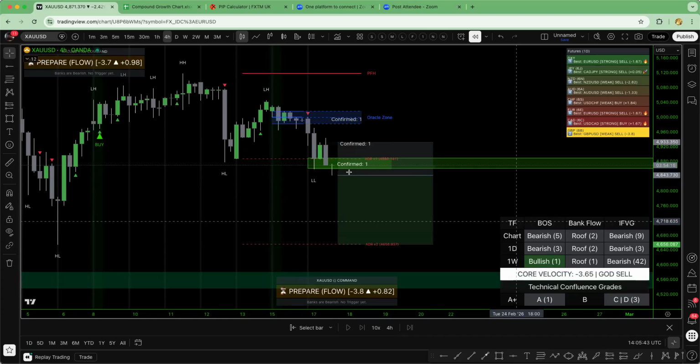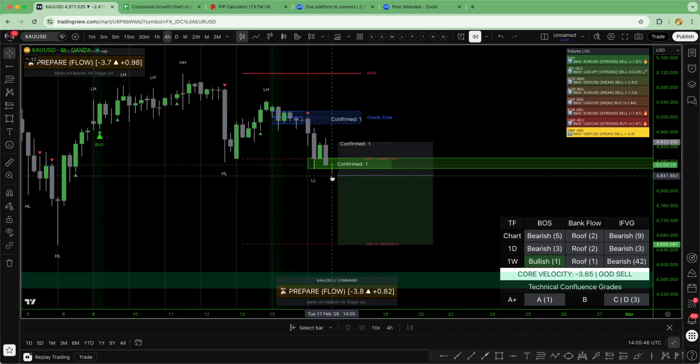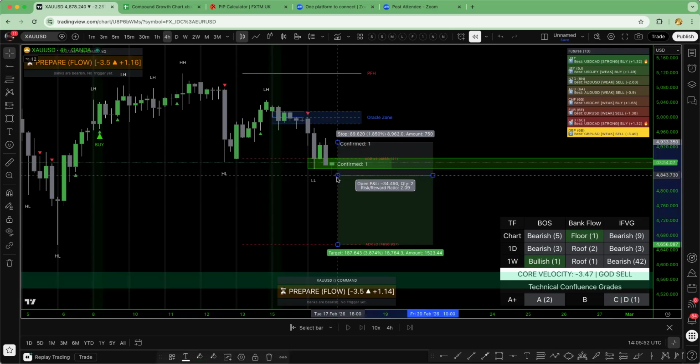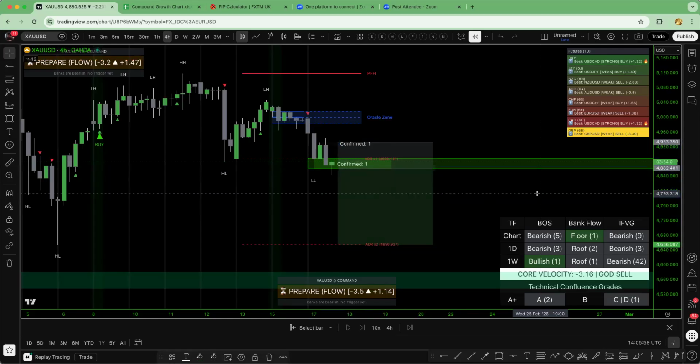Can you see? Boom. Let's just say this was where the candle closed, boom, you'd have entered here. Now, if the candle closed maybe lower, that's a bit different. But what you'd want to do, your safer one would obviously be waiting for it to pull back to the retest area.